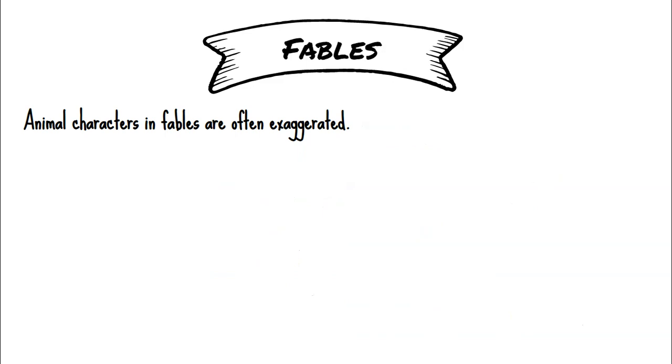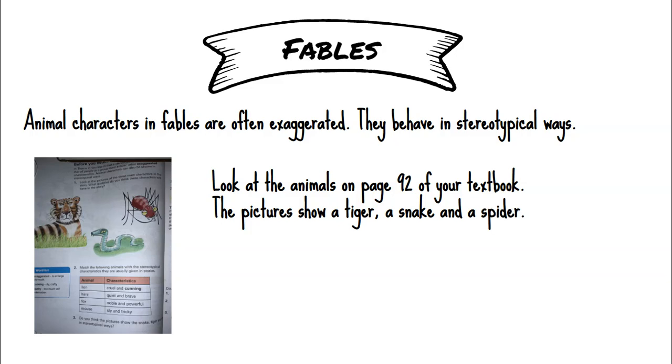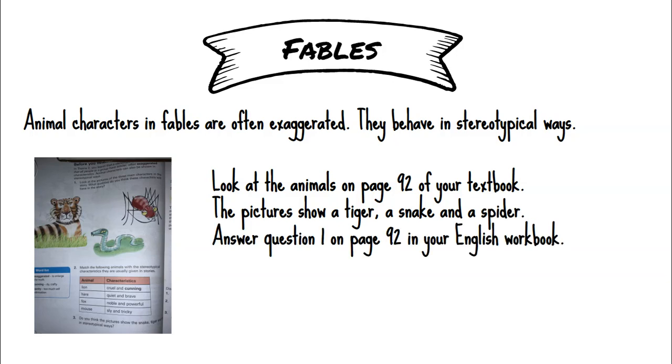Now we know animal characters in fables are often exaggerated. They behave in stereotypical ways. Now we've spoken about stereotypes and stereotypical behavior before. Let's look at the animals on page 92 of your textbook. The pictures show a tiger on the left, a snake there at the bottom, and a spider. Now, these are 3 characters which often appear in fables. And I want you to answer question 1 on page 92 of your textbook in your English workbook.